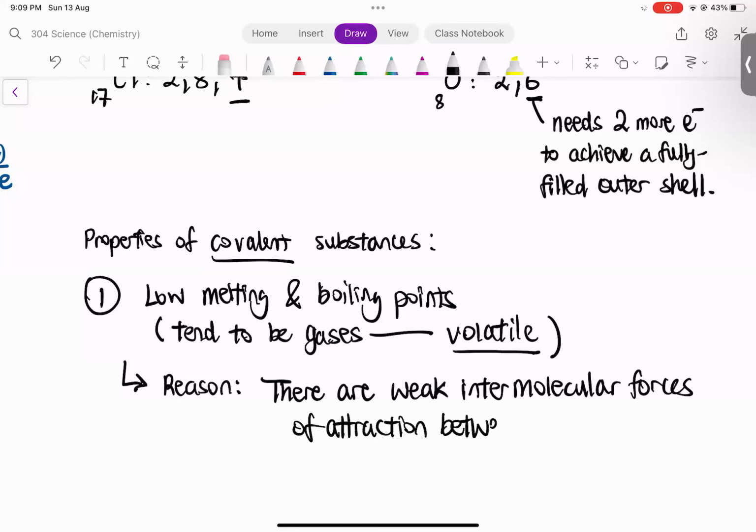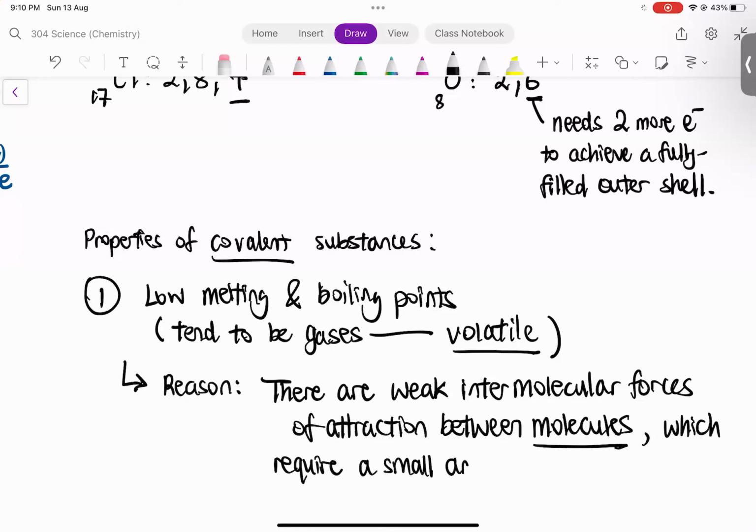Now, intermolecular forces of attraction are the weak forces between molecules. Take note, you must use the words correctly. Over in covalent bonding, we say molecules. Because these are weak intermolecular forces of attraction, they only require a small amount of energy to overcome.